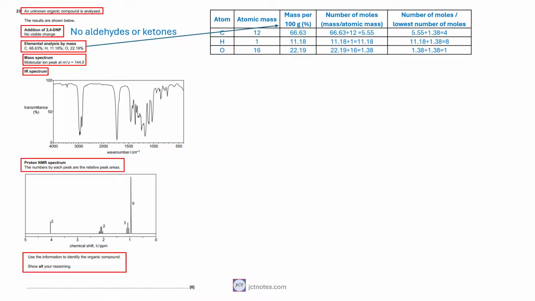First, divide the mass or percentage of each element by its atomic mass to find the number of moles. Then divide each value by the smallest number of moles to get the simplest whole number ratio. This ratio gives the empirical formula. This gives an empirical formula of 4 atoms of carbon, 8 of hydrogen and 1 of oxygen. The relative formula mass of this empirical unit is 72.